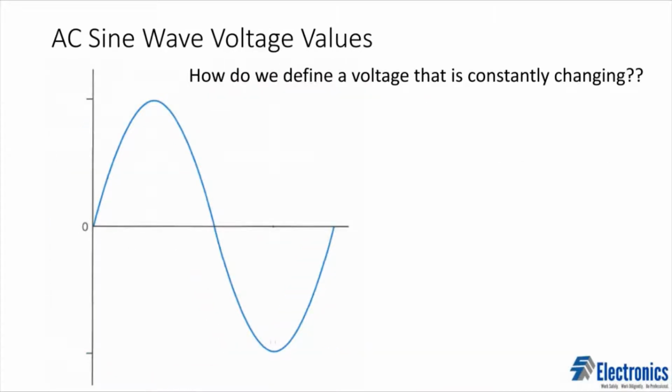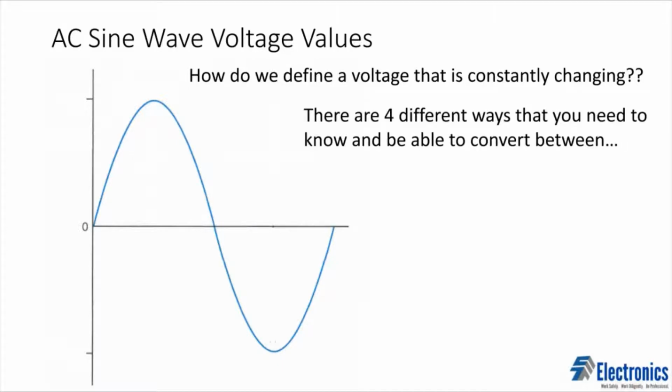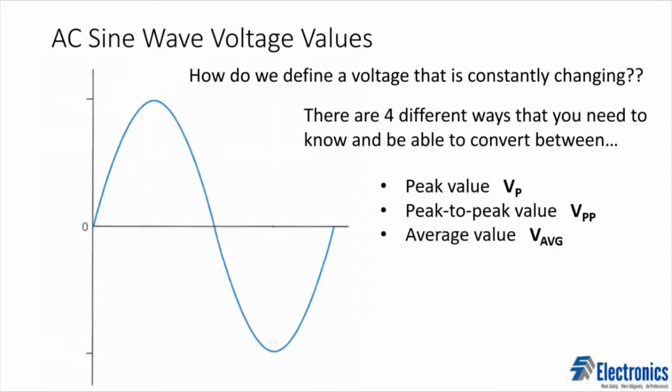So how do we define this voltage that is constantly changing? Well, there's 4 different ways that we can convert it. Like 4 different values that we look at. There's the peak value, the peak-to-peak value, the average value, and the RMS or effective value. And I'm going to tell you how we calculate all 4 of these.